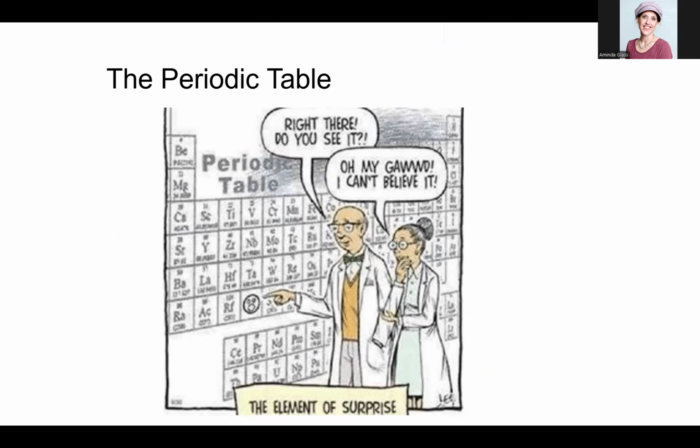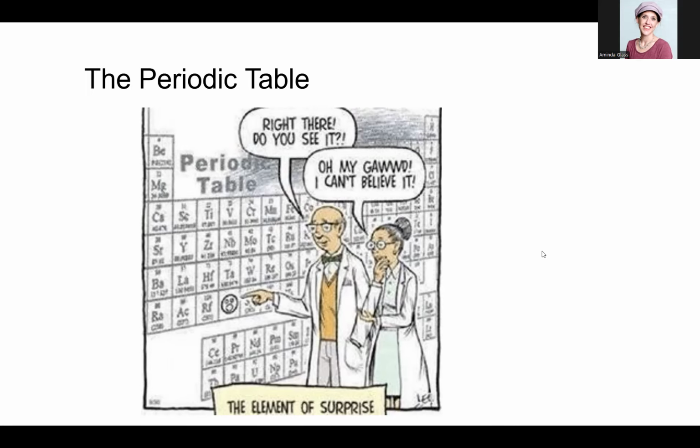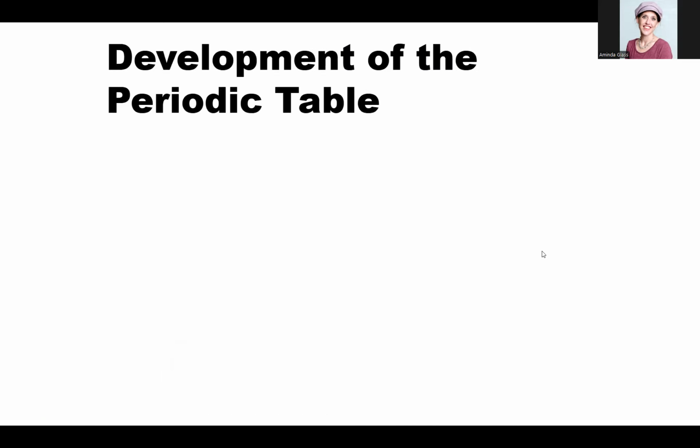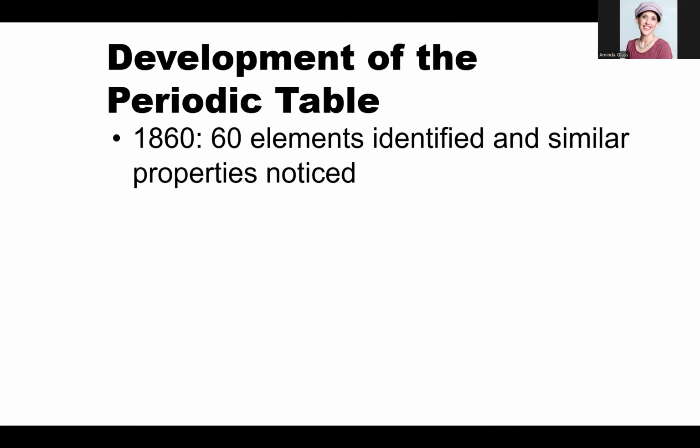Now, here's a little joke for you. We have the periodic table, and he says, right there, do you see it? Oh my gosh, I can't believe it. It's the element of surprise. So the development of the periodic table, I could hear your eyes roll. That's how my son's eyes would be right now. But you know, you thought it was funny.